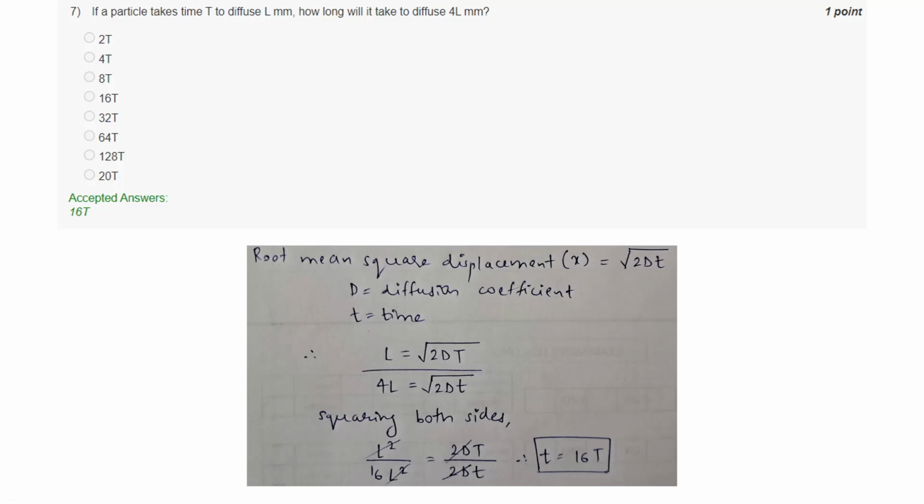Is the solution clear, or is there any confusion? So you won't need the value of the diffusion coefficient here, because it's the same molecule diffusing, so your D will get cancelled. Does anybody have a doubt here?